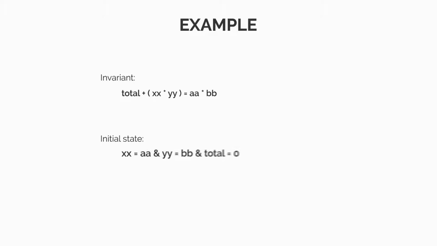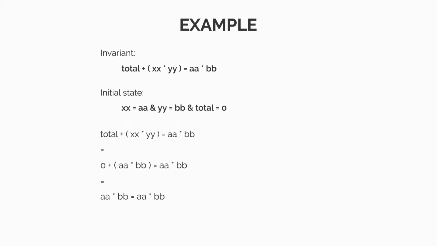In the initial state, when xx equals AA and yy equals bb and total equals 0, the invariant becomes the expression 0 plus AA times bb equals AA times bb, which gives us the predicate AA times bb equals AA times bb, which is trivially true.